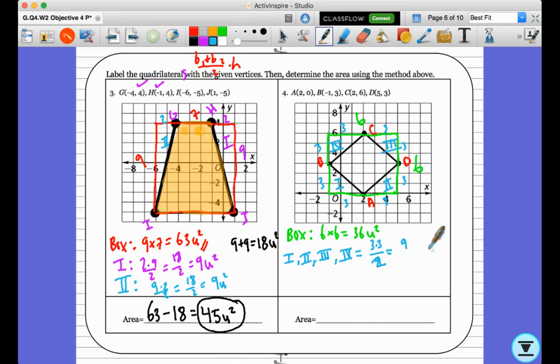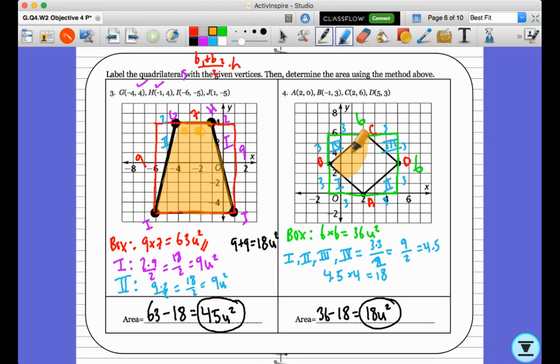I don't know why I wrote divided by 9. Divided by 2, which is 4.5. And then there's 4 of them. So 4.5 times 4 is 18. And then our last step is to just do 36 minus 18, which is going to be 18 units squared for that area of this shaded region of what's left over.